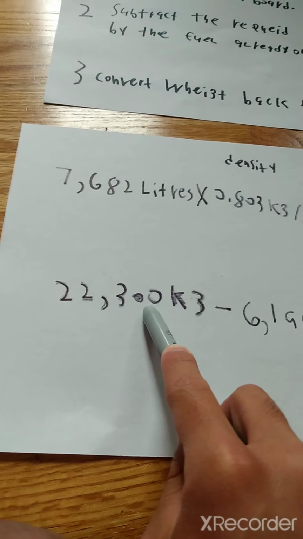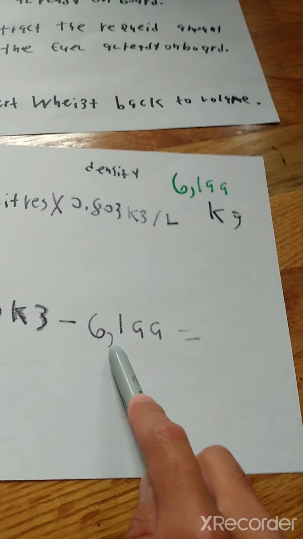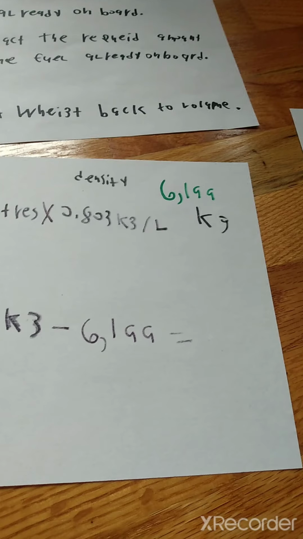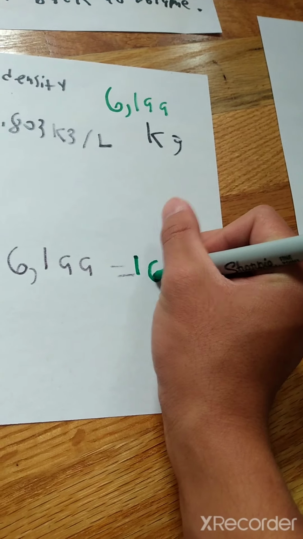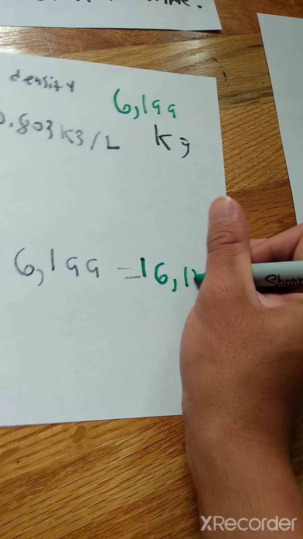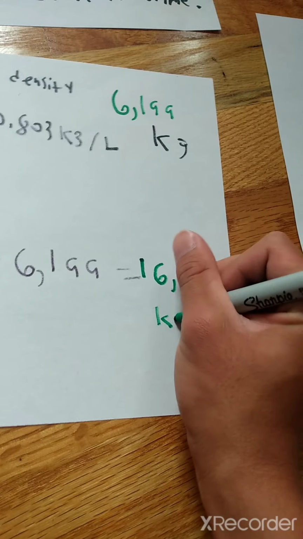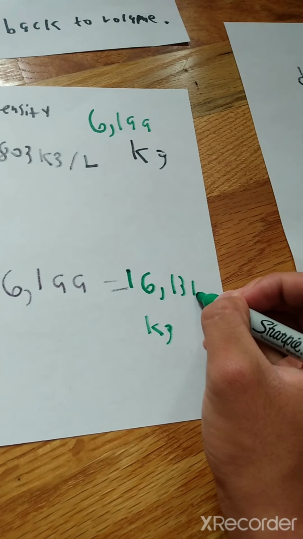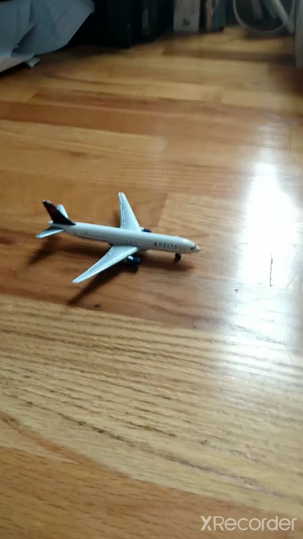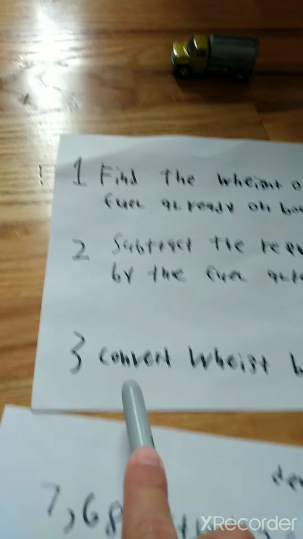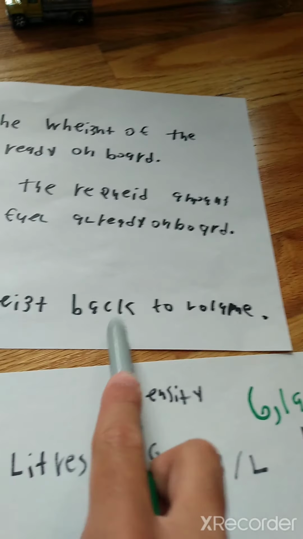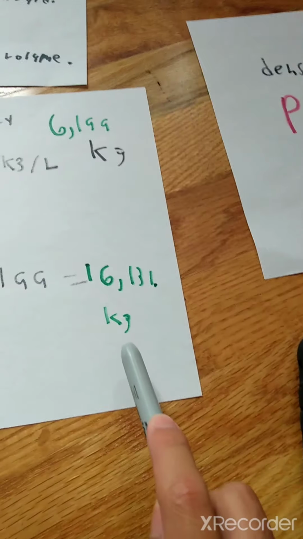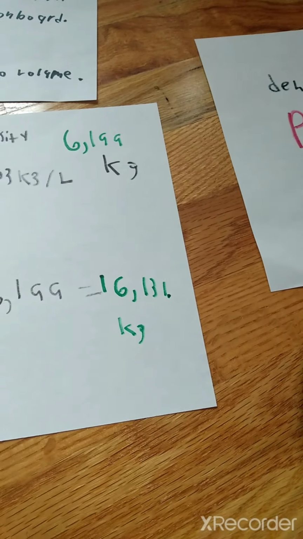22,300 kilograms subtract 6,199 kilograms, we're going to get an answer of 16,131 kilograms. That's how much fuel needs to get onto the plane. Now we have completed step number 2. Now we have to do step number 3: convert the weight of the fuel back to volume. So now we have to turn these kilograms back to liters.